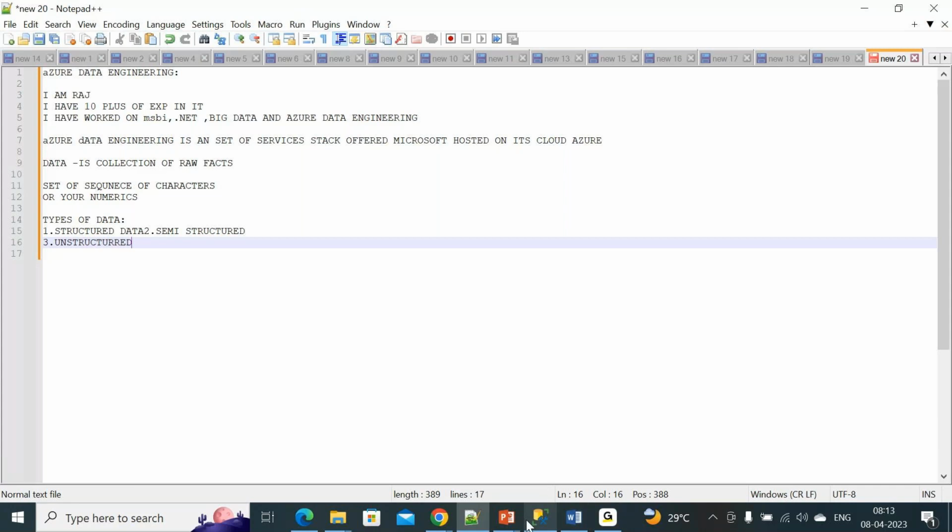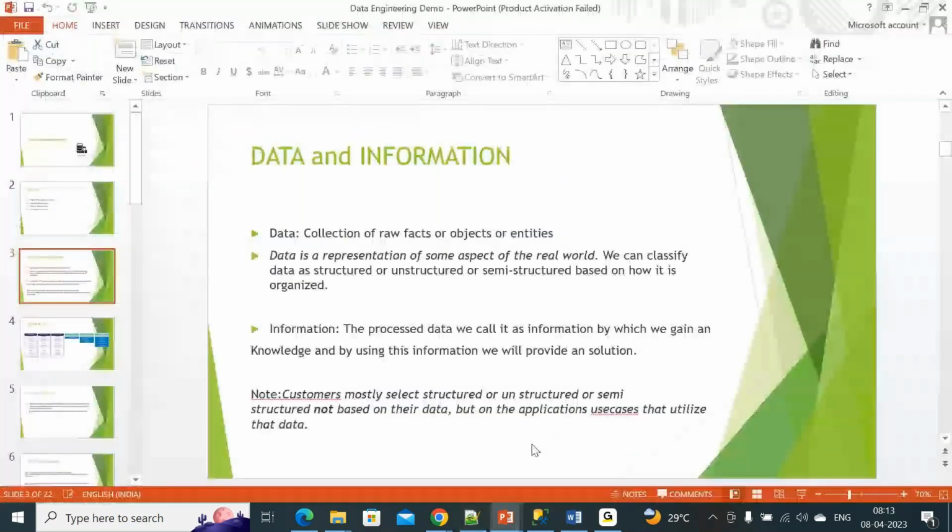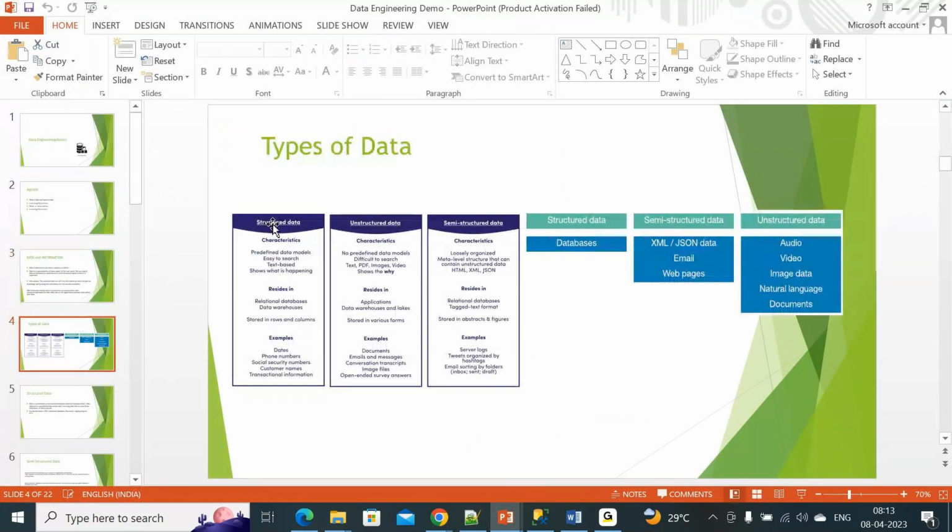So, next slide. See, types of data. How we categorize our data in the real world: structured, unstructured, semi-structured. Got it, right? So, can someone say what is structured data?